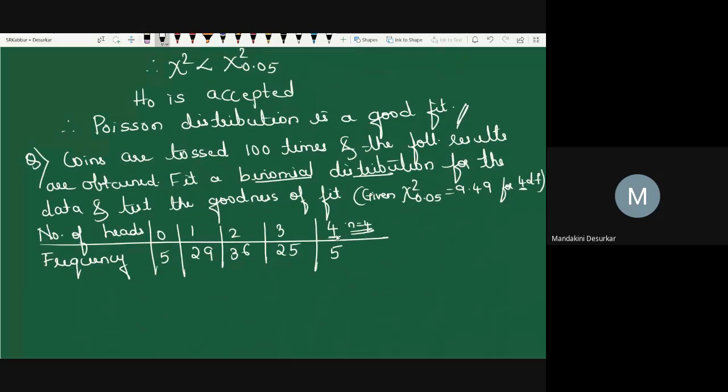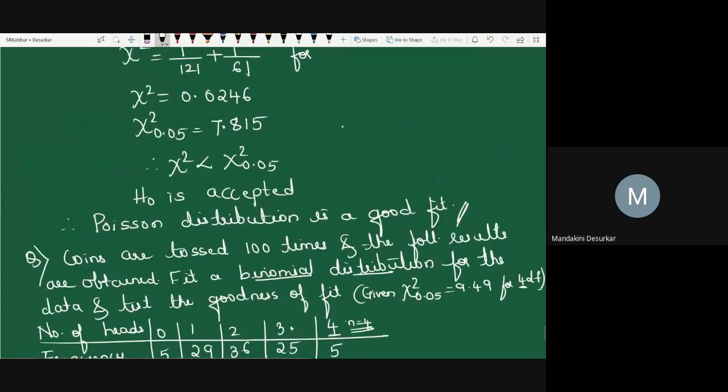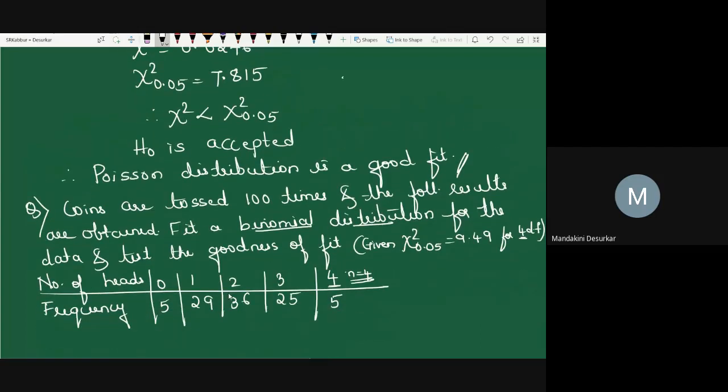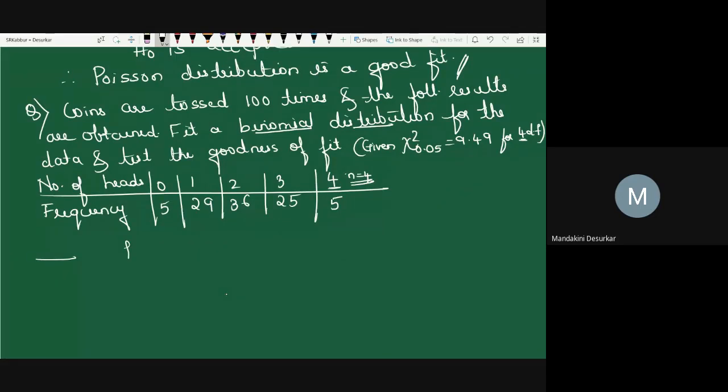Binomial will tell number of heads, and the coin is tossed 100 times. See, to start with, I'll just tell you how to find for binomial, only the outline of the sum. nCx p raised to x, q raised to n minus x. Now, if you read the question, coin is tossed 100 times and the following results are obtained. Same thing as your Poisson distribution. Now, what you have to do is the p value is to be found.